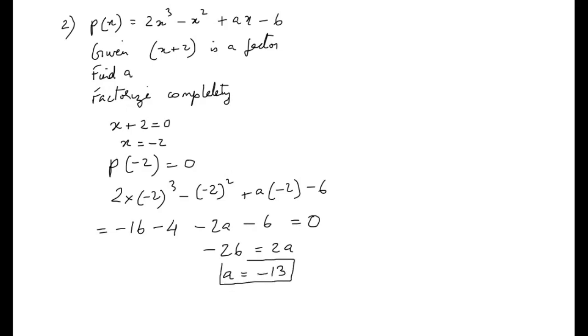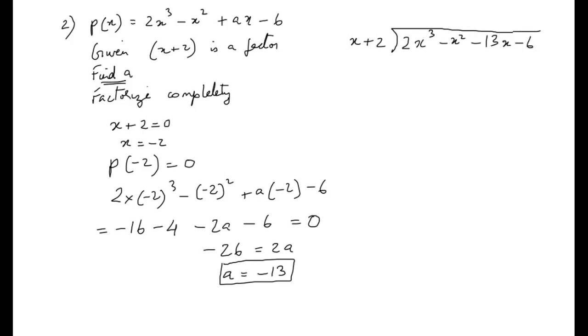So we found the value of a, that was our first task, and now we're going to factorize p of x completely. So I'm going to do it here on the right side. So in order to factorize completely, what do we do? We do a long division to find the remaining factors. So x plus 2 is the divisor, the polynomial is 2x cubed minus x squared. I know the value of a, so I'm going to write it as minus 13x minus 6.